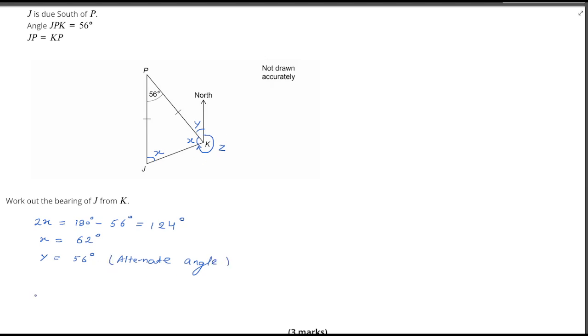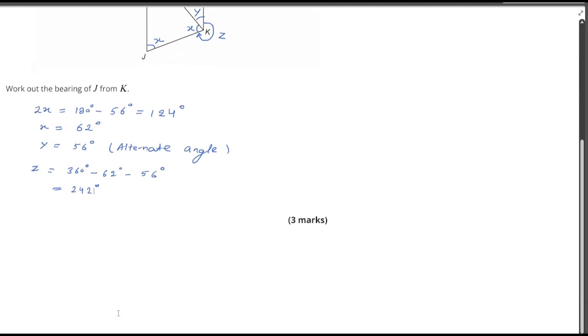Now angle Z, that is the bearing of J from K, angle Z is equal to 360 degrees minus X, which is 62 degrees, minus Y, which is 56 degrees. So 360 minus 62 minus 56 is 242 degrees. So angle Z is 242 degrees. So your bearing of J from K is 242 degrees.